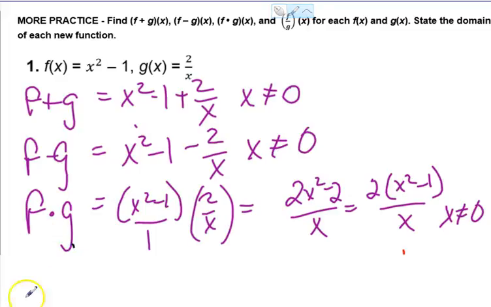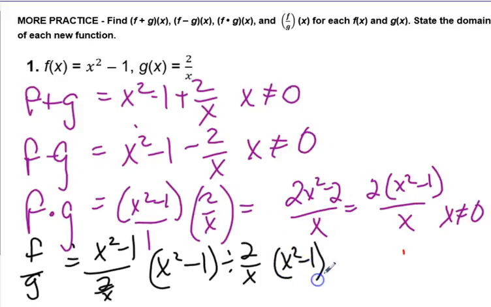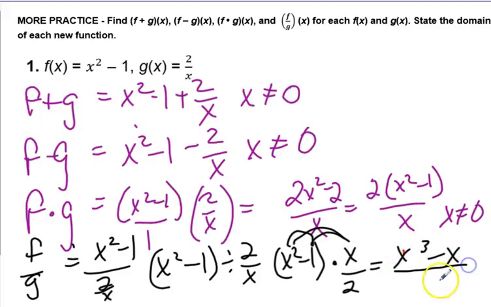Yes. If we write f over g, we get x squared minus 1 over 2 over x, which means x squared minus 1 is being divided by 2 over x. What do you do when you divide fractions? You multiply by the reciprocal. So this one is being multiplied by x over 2. If we distribute this through here, we do get x cubed minus x, or you could leave it factored out, I don't care, over 2.